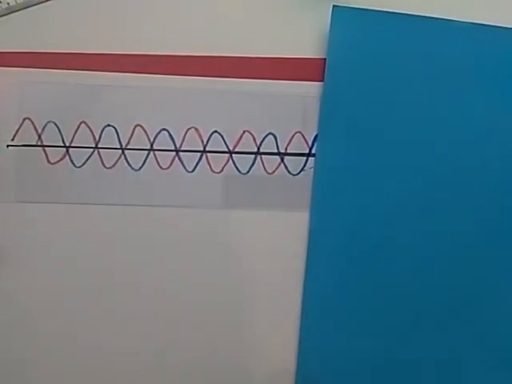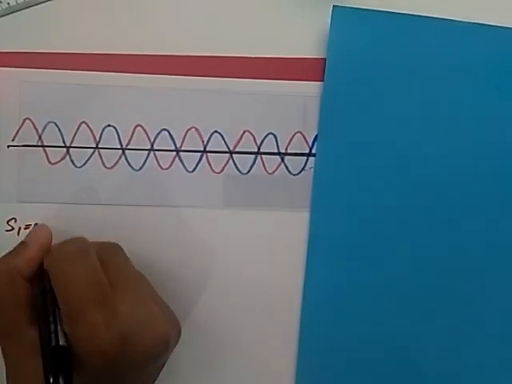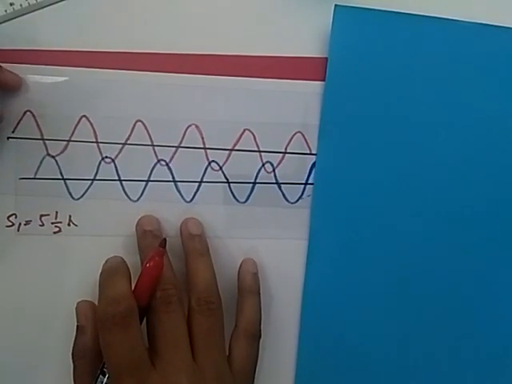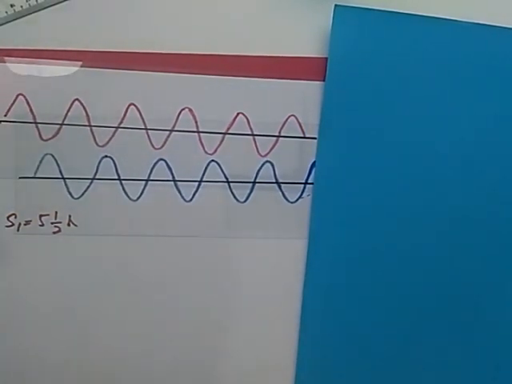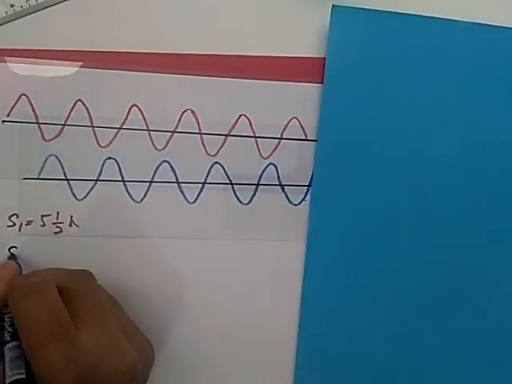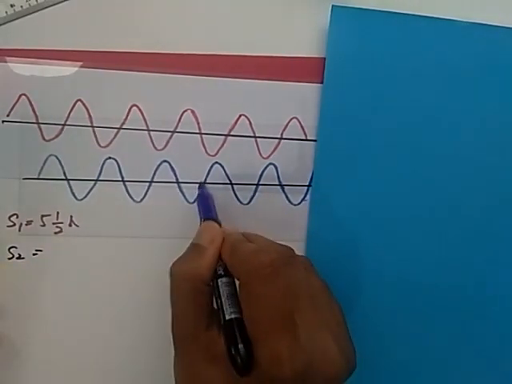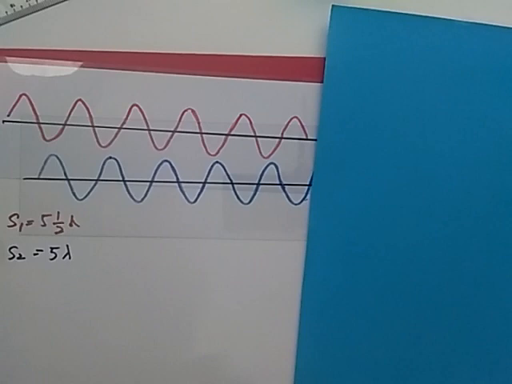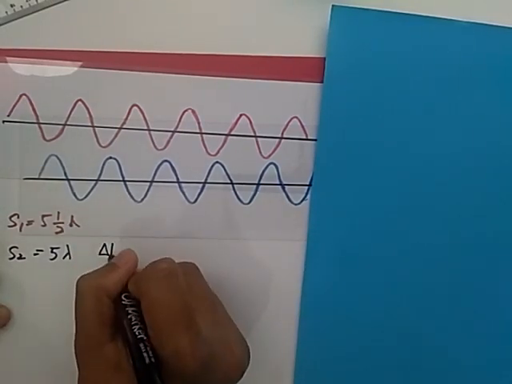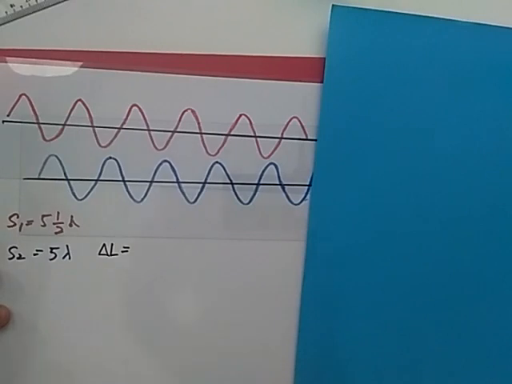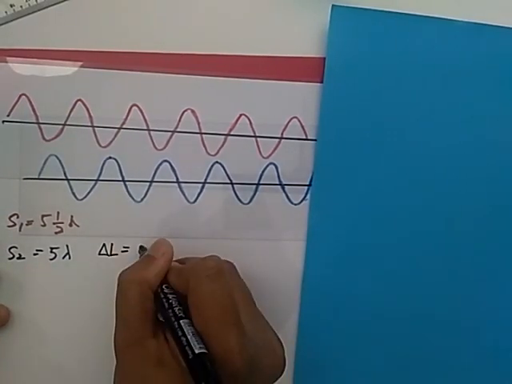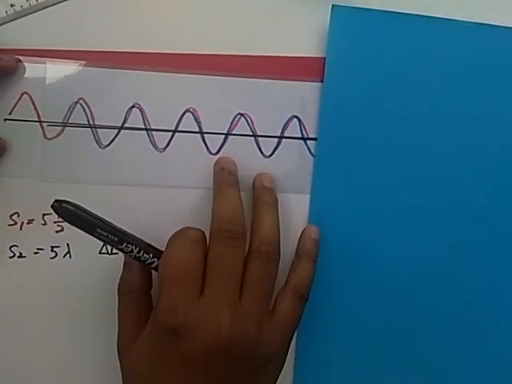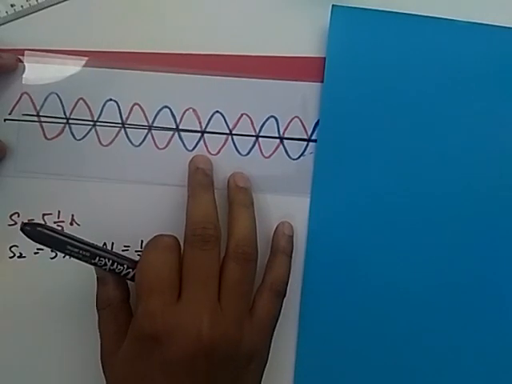So in this case, we already know that S1 is 5.5 lambda. But S2 in this case for destructive interference satu, 2, 3, 4, 5 lambda. So the path difference delta L between the two sources sekiranya untuk dia berlaku destructive interference adalah half lambda. So when is the next point akan berlakunya destructive interference? So itu yang pertama.